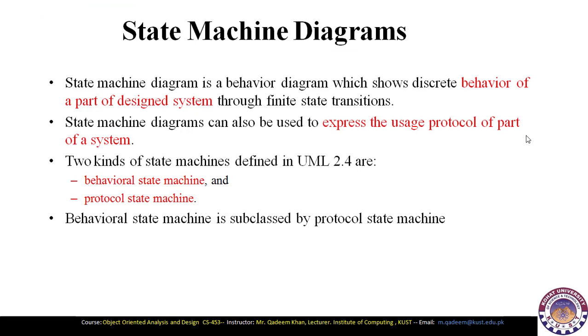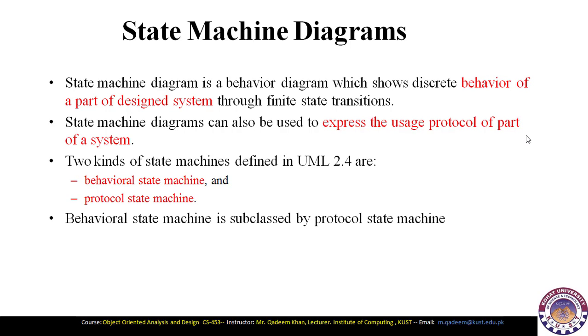Now, what is the state machine diagram? Basically, every state machine diagram has a behavior which provides the functionalities, or the discrete behavior, or the part of the design of the system. The state machine diagrams can be represented through finite state transitions. The state machine diagram is also used to express the usage protocol of the part of the system. The usage protocol means how the system can be used for particular services.